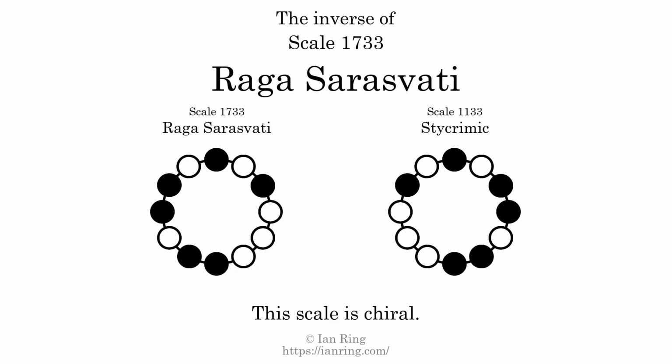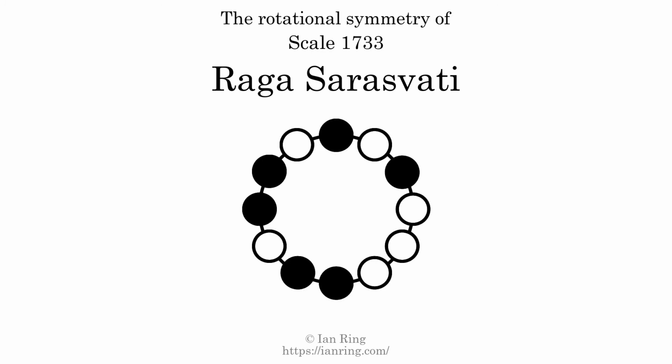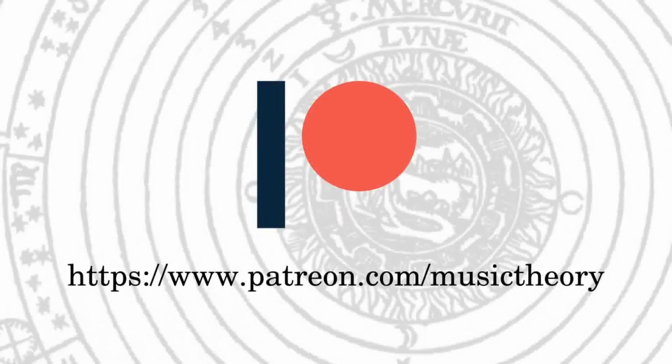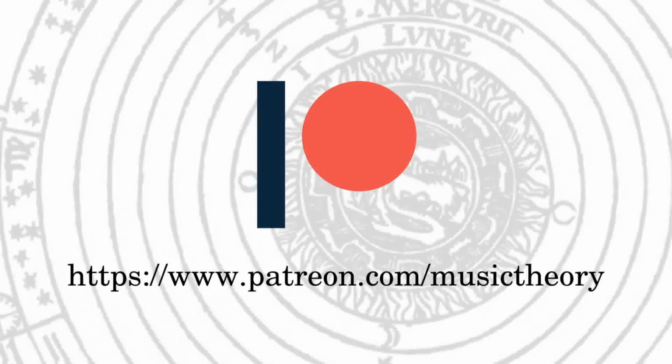The inverse of a scale is a mirror image. It is what you get when the sequence of intervals is reversed. The inverse of this scale is scale 1133, also known as stichromic. This scale is chiral. It cannot transform into its inverse by rotational transformation. This scale has no rotational symmetry. For even more detail about this scale, visit ianring.com/musictheory/scales/1733.